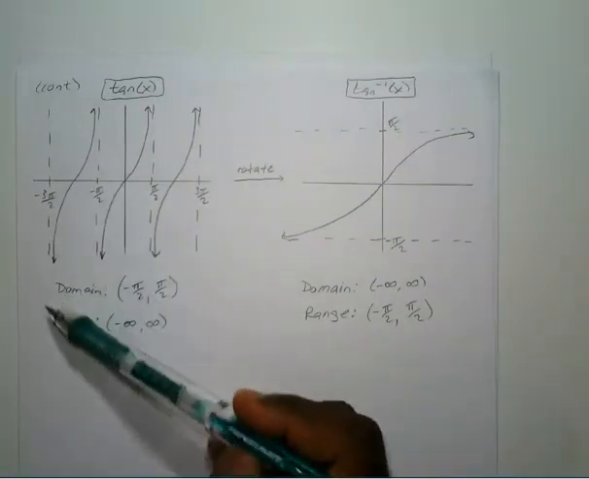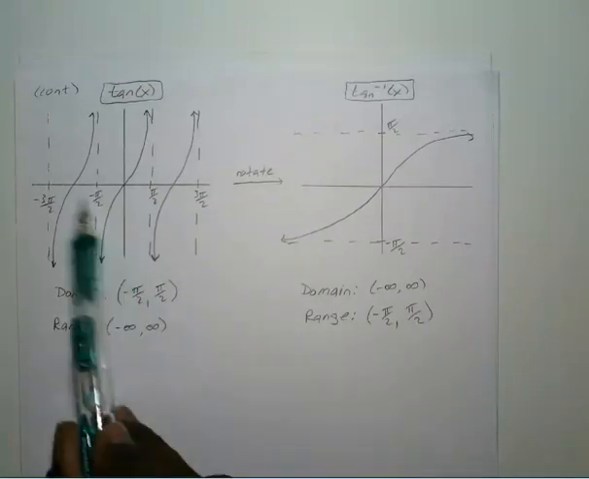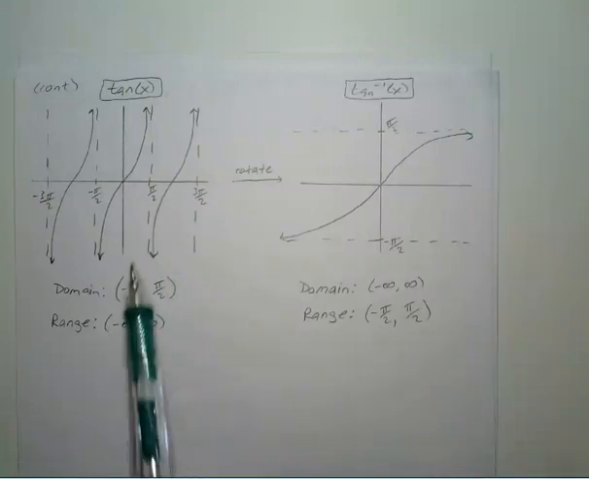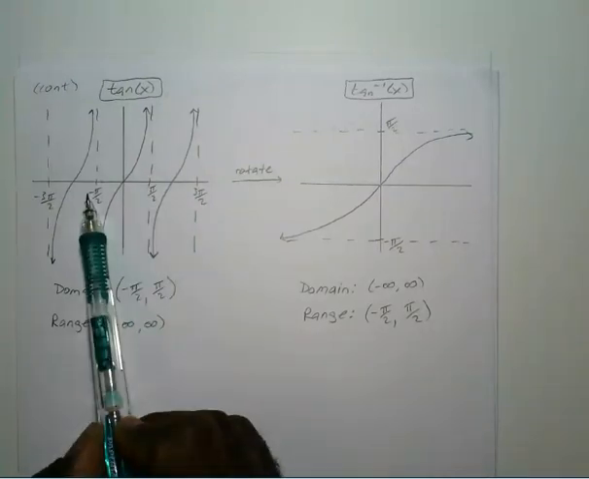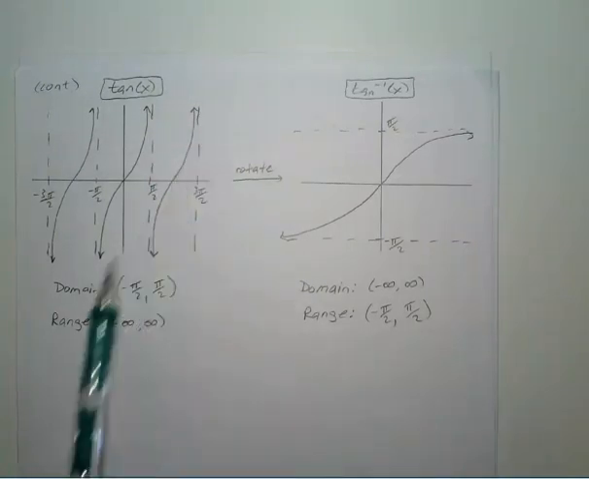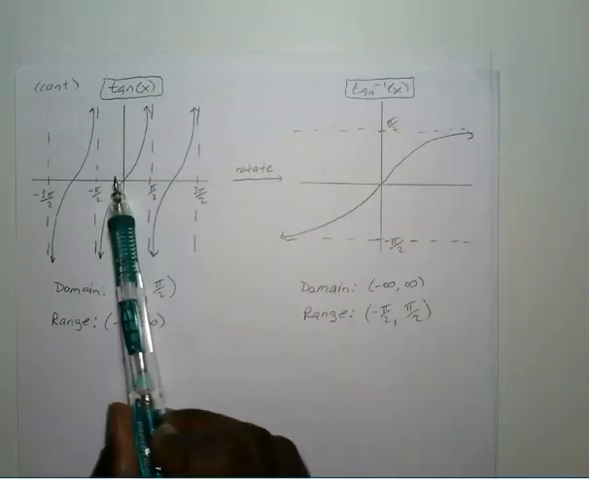So this is our tangent graph. And again, we can't do the whole thing because it would fail the horizontal line test. So we're just going to take the chunk from negative pi over 2 to pi over 2. If we ignore everything else, this is just that chunk that we rotate.